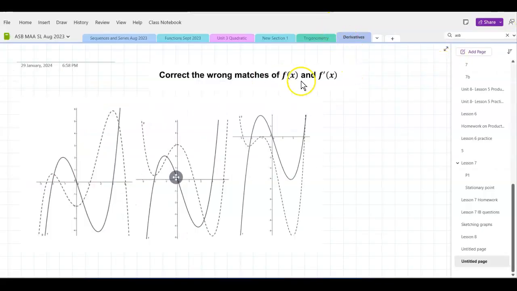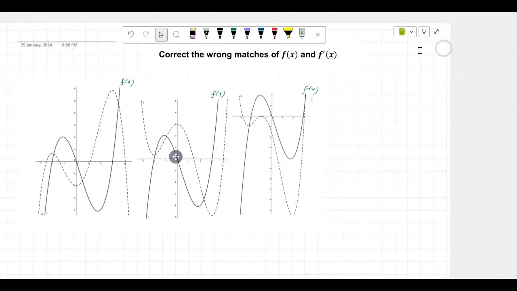So now they're asking you to correct the wrong matches of fx and f dash x. There are 3 options given. So which is the correct one? Is A correct, B correct, C correct? So what will I do? My fx is the bold one. I'm presuming that fx is the bold one because it's the same. Now f dash x is the dotted one. So we'll begin with a check.